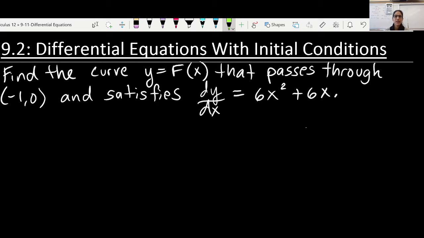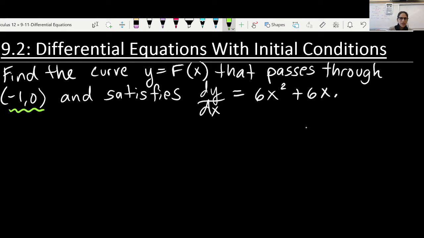It says, find the curve y equals f of x that passes through this point, negative 1, 0, and satisfies this equation, dy/dx equals 6x squared plus 6x. Okay, so basically the derivative has been given to us. It's kind of like we're working backwards. So let's apply this and take a look at what this means or how it shows up.